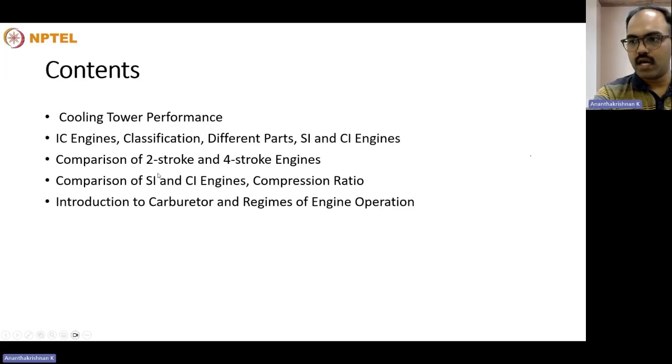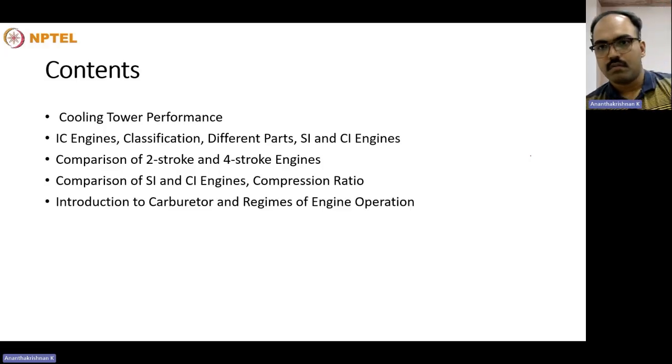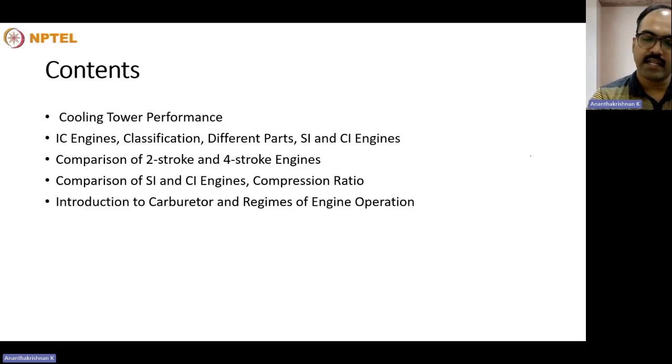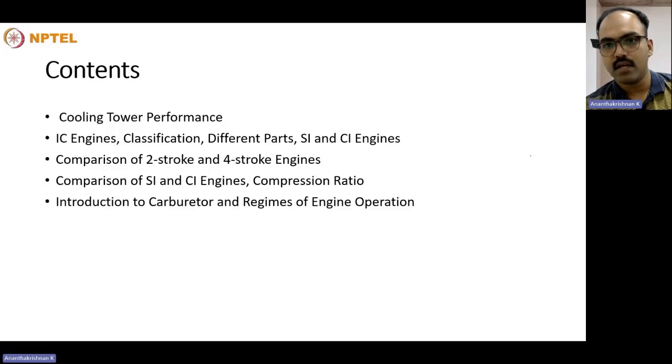In this week, we will see a few different topics from the previous cases. So we will see cooling tower performance. What do you mean by a cooling tower? A cooling tower is an evaporative cooling device where the water used to cool the air in the case of a vapor compression system's condenser, or the heat rejected by the steam in the Rankine cycle in the condenser, will be taken by the cooling water.